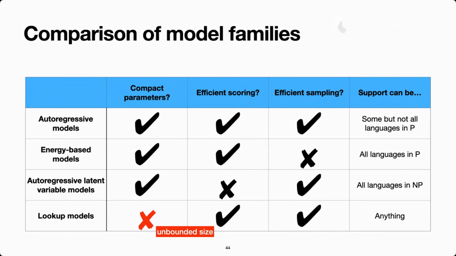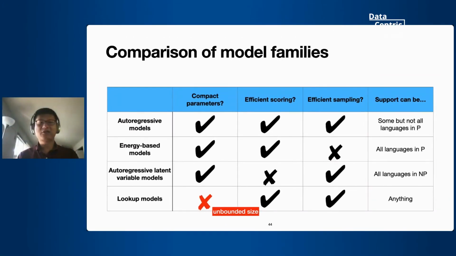However, lookup models give up model compactness, so the parameter vector can use a lot of space. Moreover, if the factoids are stored in a database, then there's no obvious way to learn such a database from annotated data.